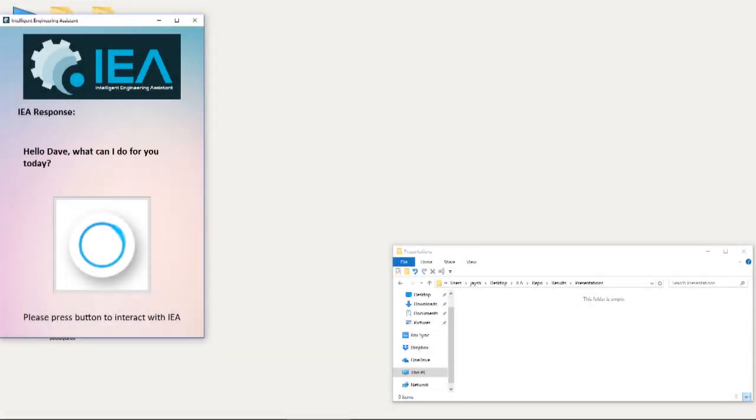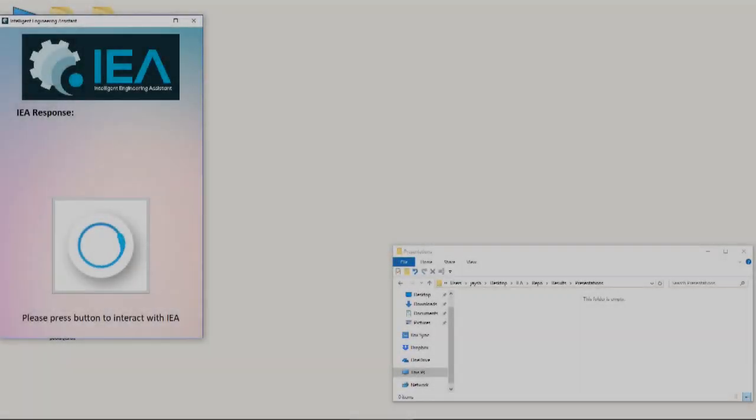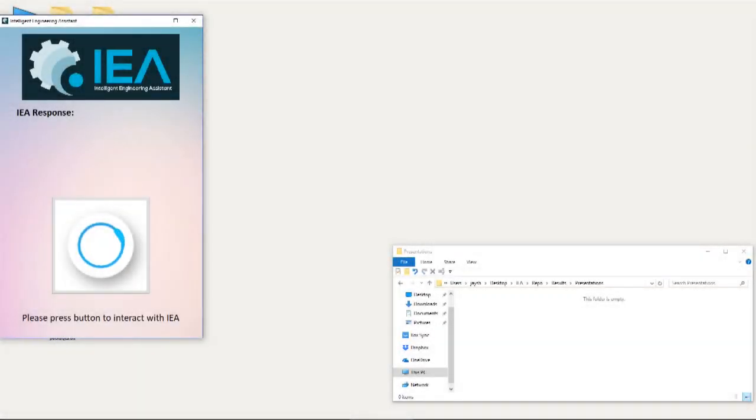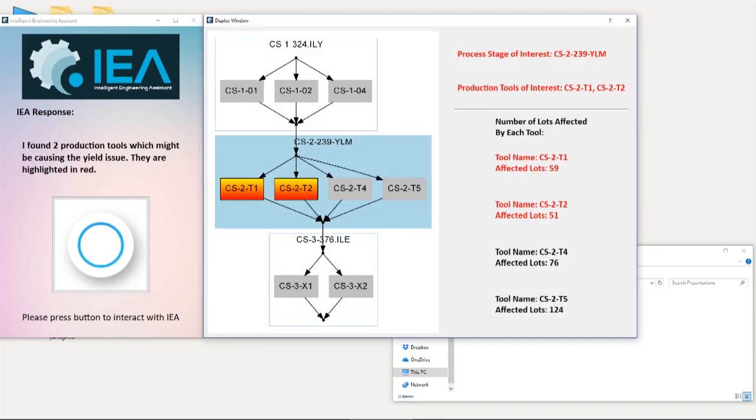Hello, Dave. What can I do for you today? Did you find out what causes the yield issue? I found two production tools which might be causing the yield issue. They are highlighted in red.